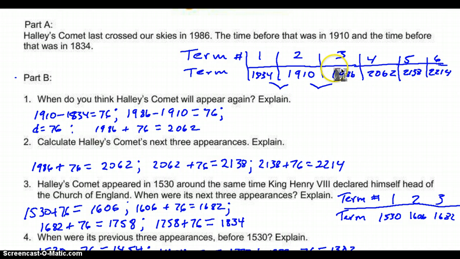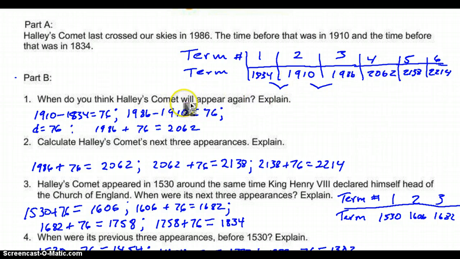The first thing we need to do is determine our common difference, or our d. To do so, we subtract 1834 from 1910, and we get 76. Then we subtract 1910 from 1986, and again we get 76. So here's our common difference. It asks us when the next time is that we think it will appear. All we have to do is add 1986 and 76, and we get 2062, the year 2062, and that's what I've put there.